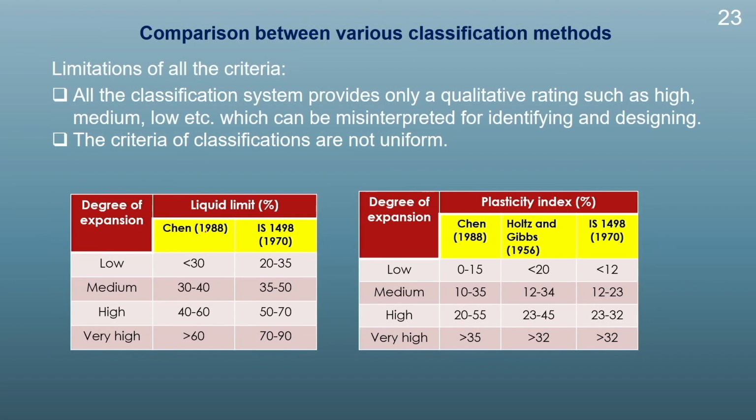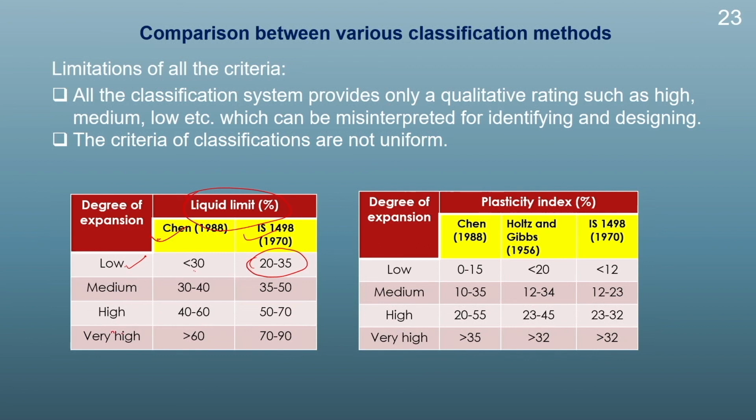Say, for example, there is a comparison between the Chen method and the Indian Standard method, which is based on the liquid limit. If the liquid limit is less than 30%, as far as the Chen method is concerned, the soil can be termed as low expansive soil, but the IS standards give a 20 to 35% liquid limit for the soil to be termed as low expansive soil.